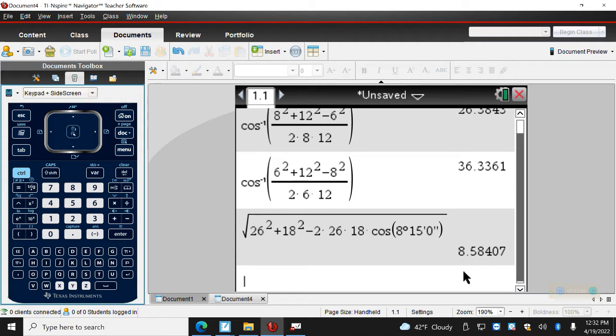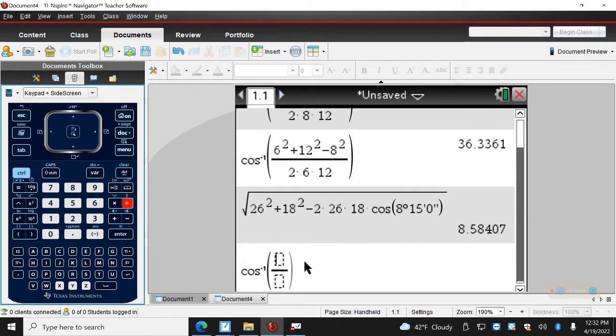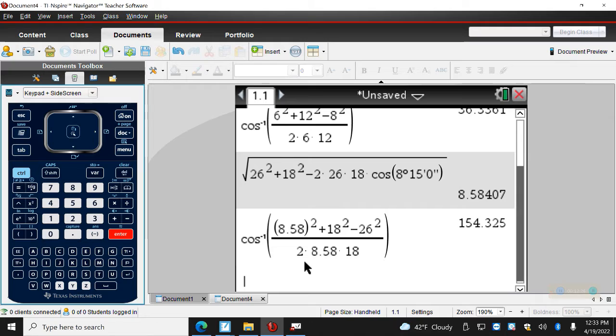So I'm going to come back over here, and I'm going to hit cosine inverse, control division key, 8.58 squared plus 18 squared minus 26 squared, arrow down, and this is going to be 2 times 8.58 times 18, and hit enter. Now, I'm going to go ahead and round this decimal to 1 place, to the tenths. So I'm going to have 154.3, and I need to convert that to what?